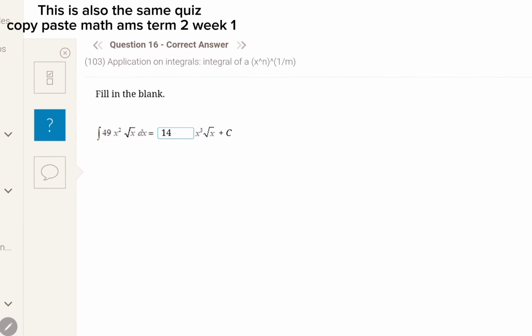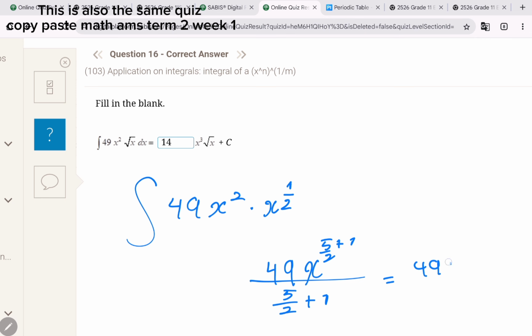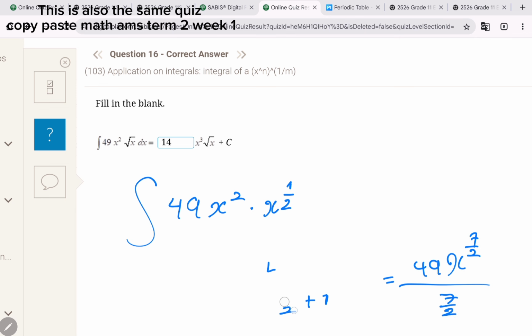Now, when you do the integration, it's going to be what? It's going to be 5 over 2 plus 1 over 5 over 2 plus 1, right? So 5 over 2 plus 1, that's going to be 7 over 2. 49x to the 7 over 2 over 7 over 2. So now I need to simplify. When you do keep change flip, it's going to be 49x to the 7 over 2 times 2 over 7. 7 and 49 cancel. You have 7. And then 7 times 2, that's going to be 14. 14x to the 7 over 2, don't forget the plus c.